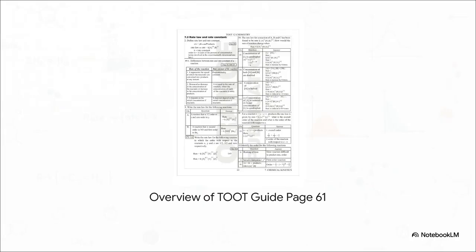We're looking at a full overview of your TOOT guide, page 61. Today, we are going to conquer the book back 2-mark questions exactly as they appear. We're hitting 2, PY1, 8, PY1A, 10, 12, and 18. Let's break this whole thing down.